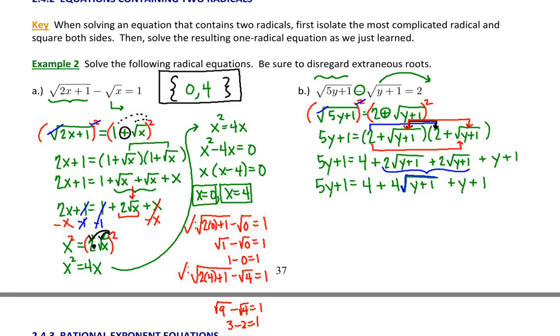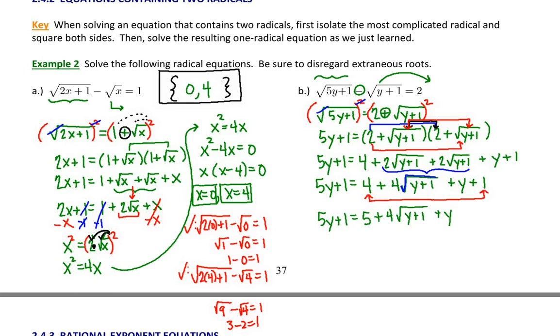So I want to work on isolating that radical. So actually, I've got one more little step I can do here. Didn't pick that up the first time around. Let's combine those constants. And let's call that 5 plus 4 square root of y plus 1 plus y. Okay, now we are ready to start moving things from one side to the other.